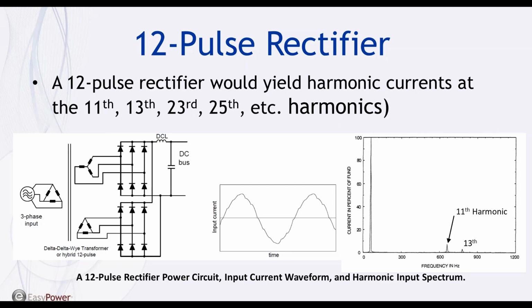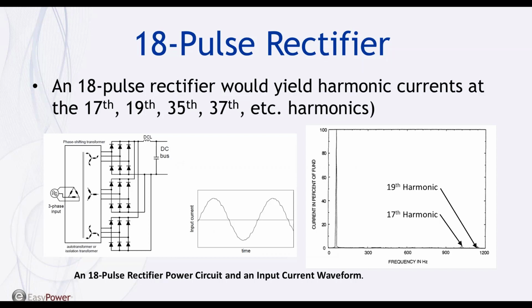You'll notice that the 5th and 7th harmonics are not present, as we saw on the 6-pulse rectifier. The typical full load current harmonic distortion at the transformer primary is between 8% and 12%. And here we have an example of an 18-pulse rectifier. You'll notice that the 11th and 13th harmonics are not present, as we saw on the 12-pulse rectifier. The typical full load current harmonic distortion at the transformer primary is between 4% and 6%.